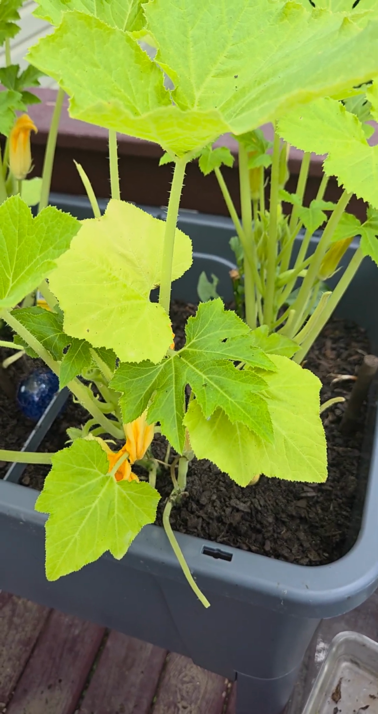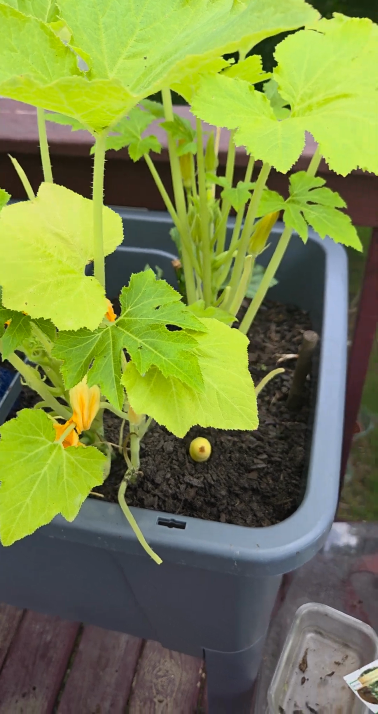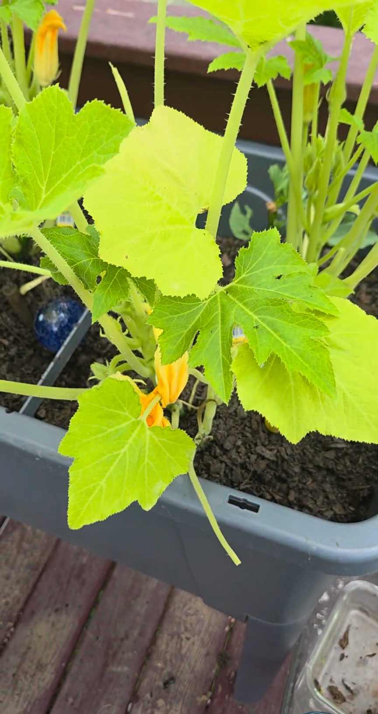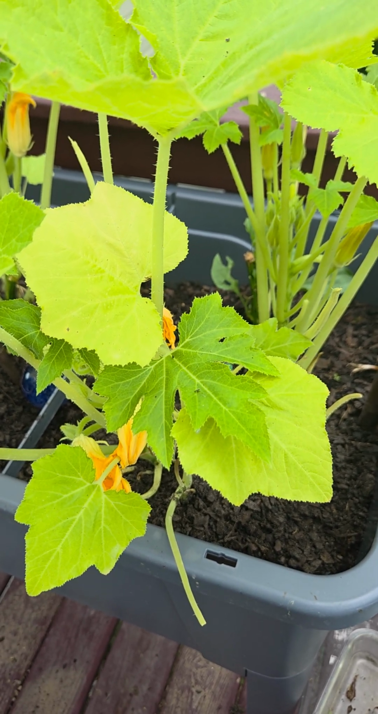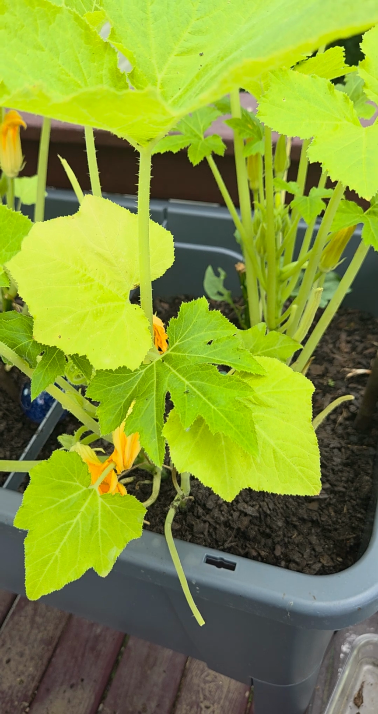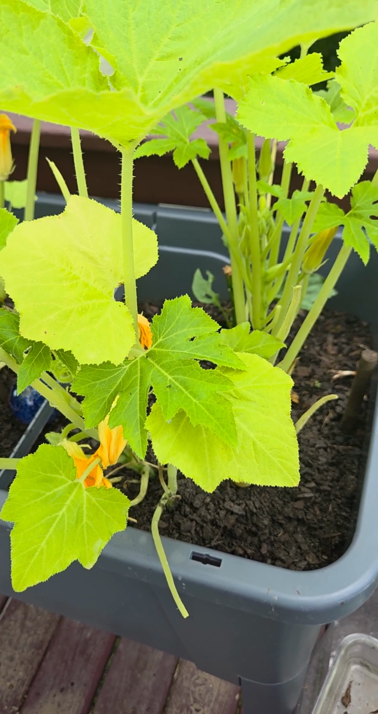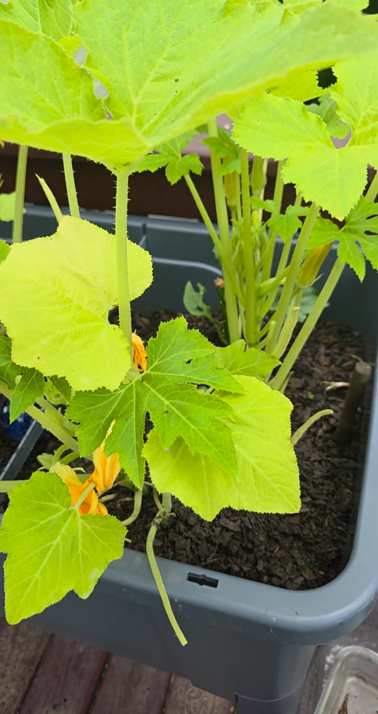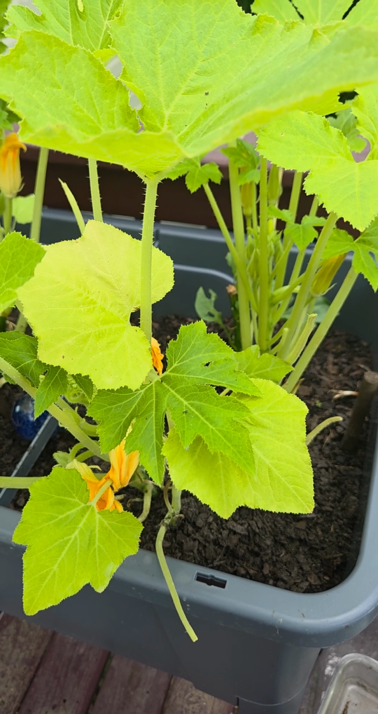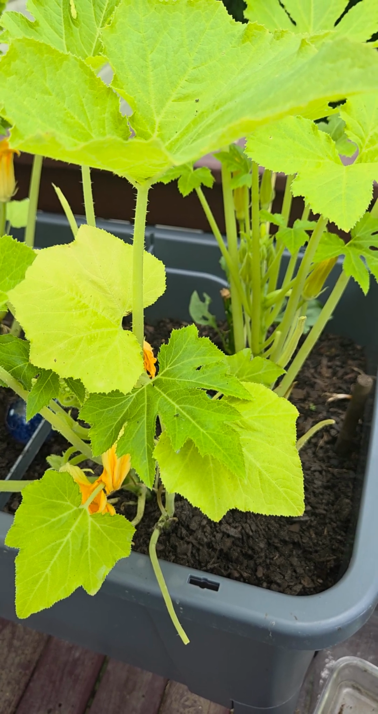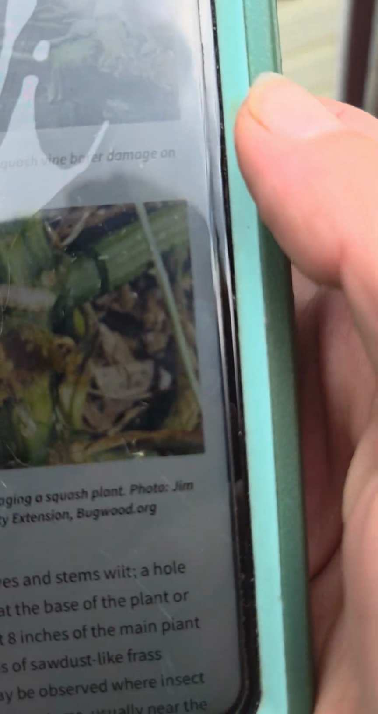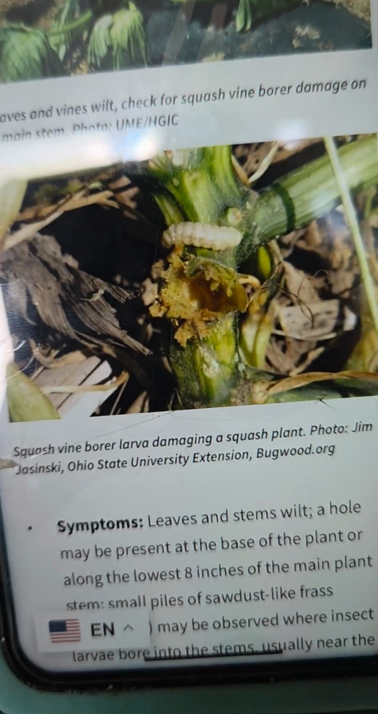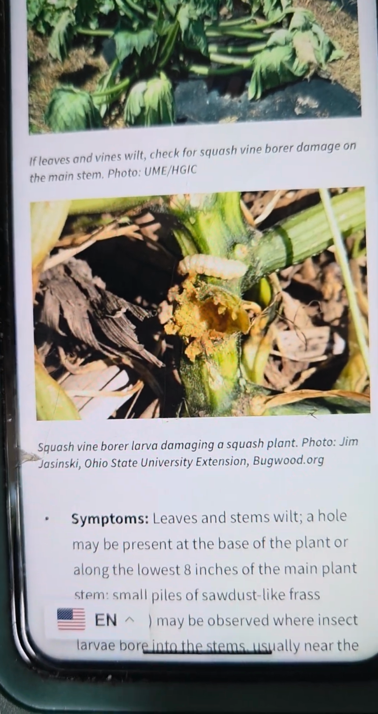You have natural color variations. If it's gray like this, that's usually not a disease. It's interesting, normal growth for zucchini. Viruses in plants, you better know. Symptoms: wilting. Squash vine borer. If leaves and vines wilt, squash vine borer damage on the main stem can cause the problem. And I have seen this. I didn't know what it was, and I didn't know how to do anything about it.